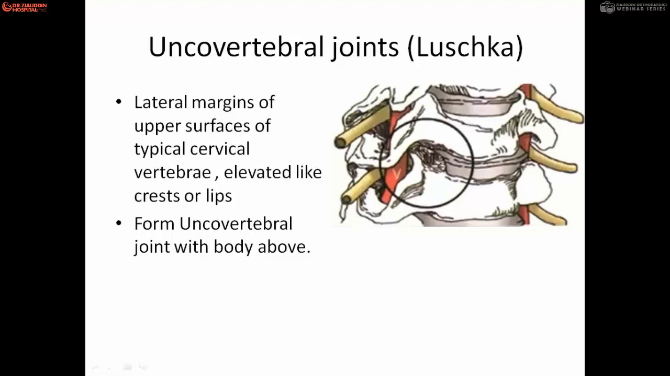Specific to the cervical spine, the lateral margin of the upper surface of a typical cervical vertebra is elevated like crests or lips, forming the so-called uncovertebral joints, or joints of Luschka, with the body above. The importance of this joint is that it indicates the early signs of decompensation at that level. It is also the limit of decompression while doing ACDF, anterior cervical discectomy and fusion, because just posterior to it lies the vertebral artery. If you go beyond the uncovertebral joint, there are chances of injury to the vertebral artery.